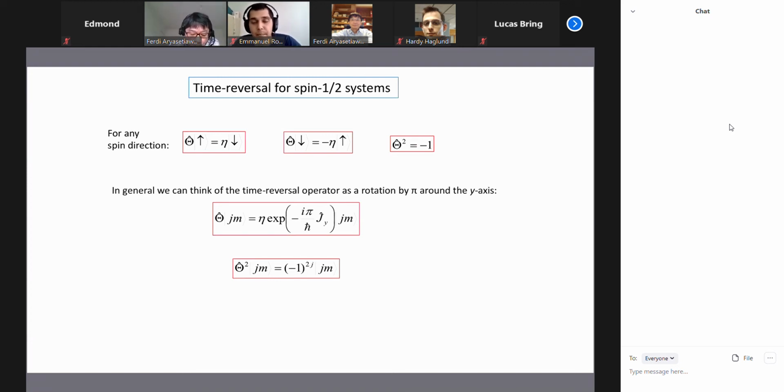When we apply the time reversal operator on, let's say, a spin up state in the z direction, that turns the state into spin down with a possible phase factor, call it eta here. And if we apply the time reversal operator on a spin down state, it turns it into a spin up state, but with a minus sign.